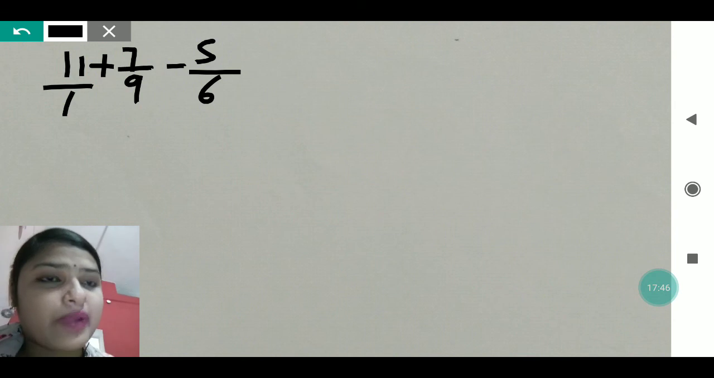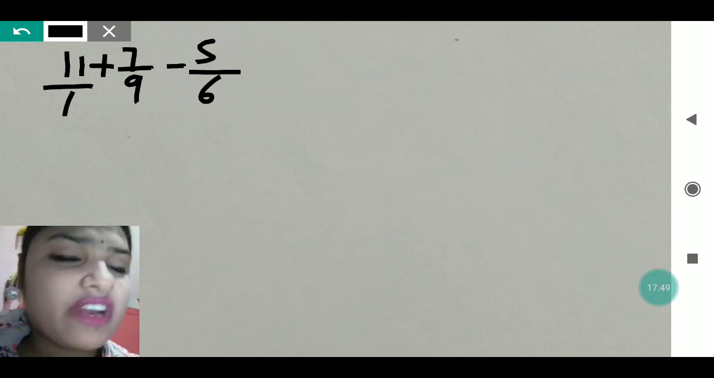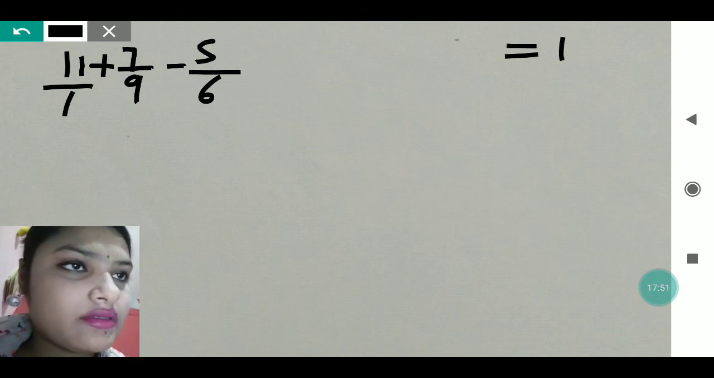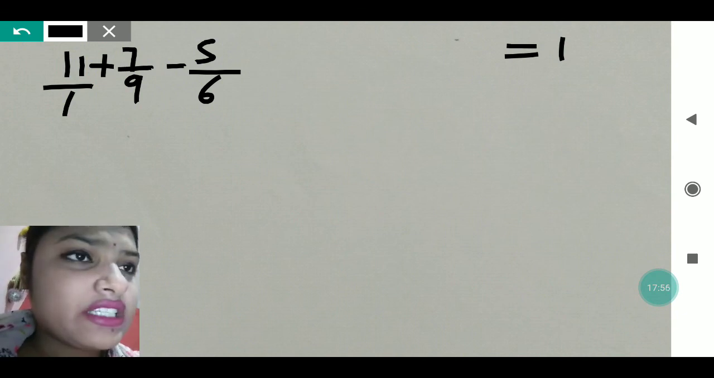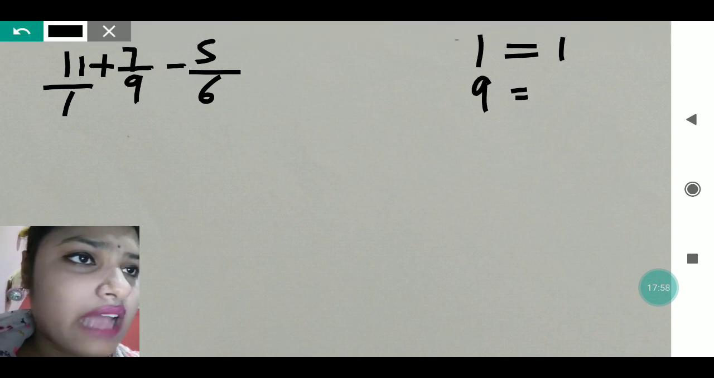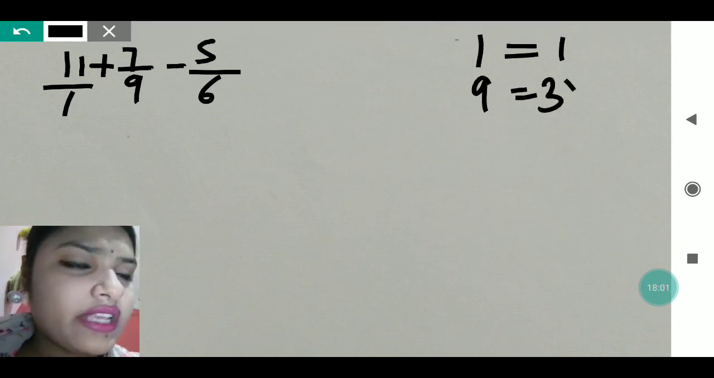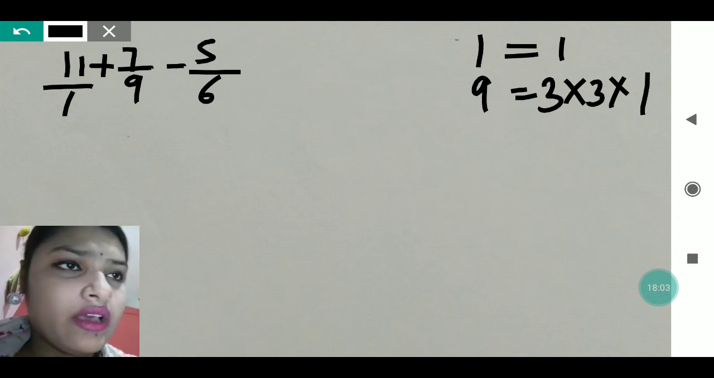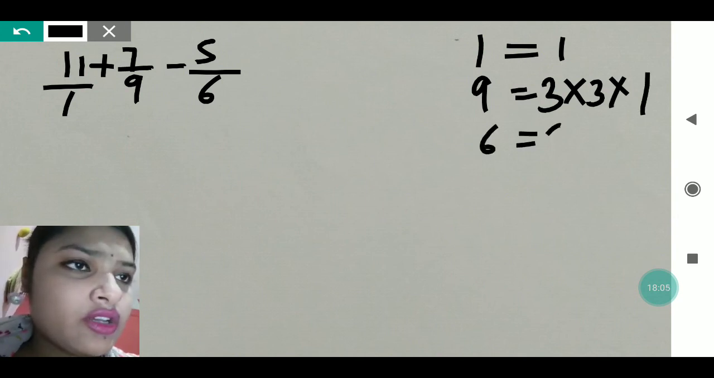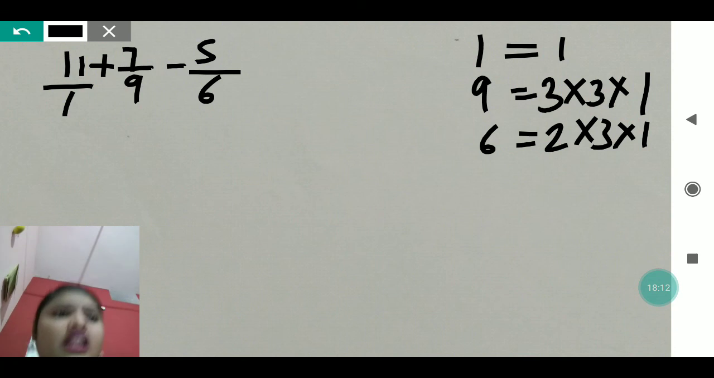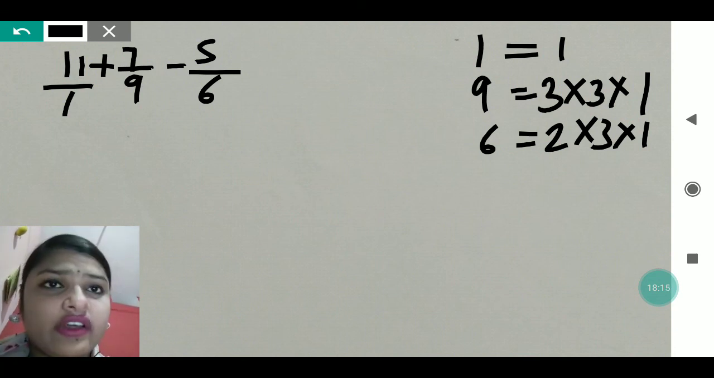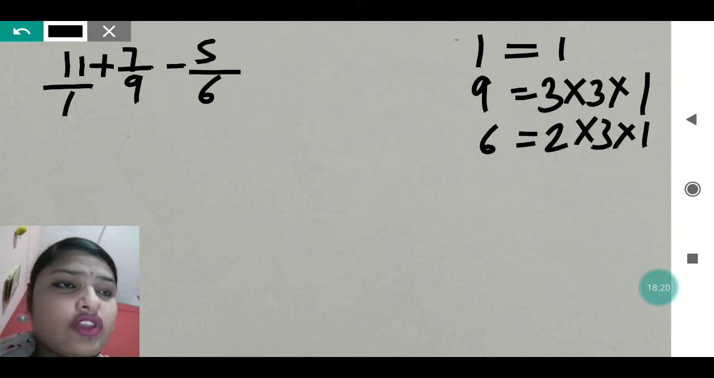We have to find the prime factorization of all. The prime factorization of 1 will be 1 only. Prime factorization of 9 will be 3 into 3 into 1. Prime factorization of 6 will be 2 into 3 into 1. This will be the prime factorization of these numbers. Now what will you do?